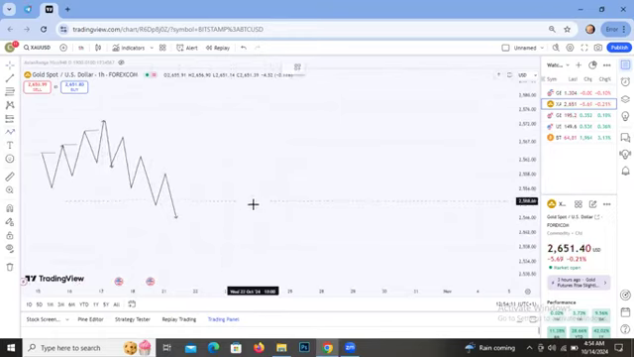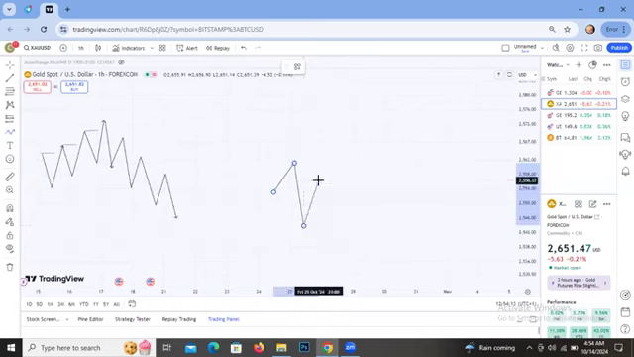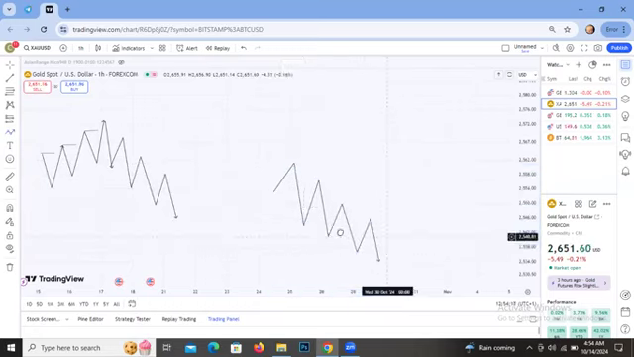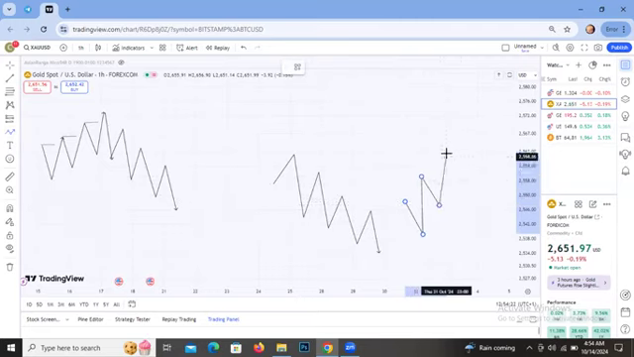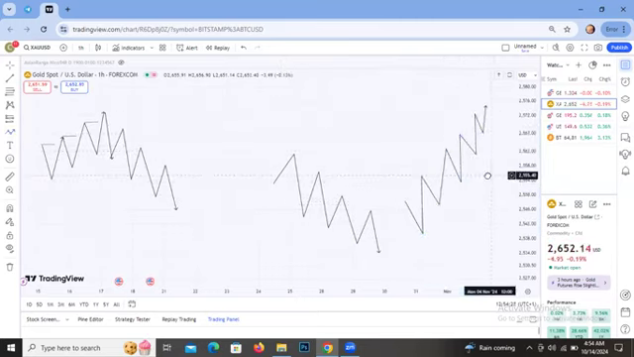So what do I mean by downtrend? Breaking of the low lows. Why the uptrend is breaking of the high highs, and all that.